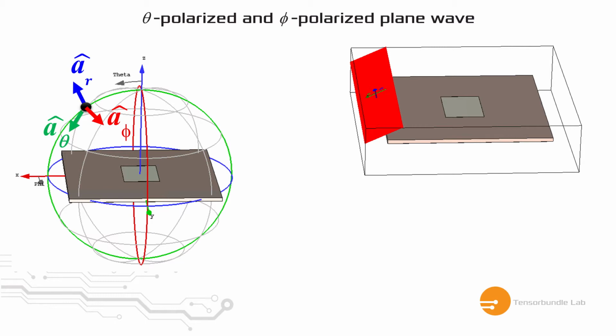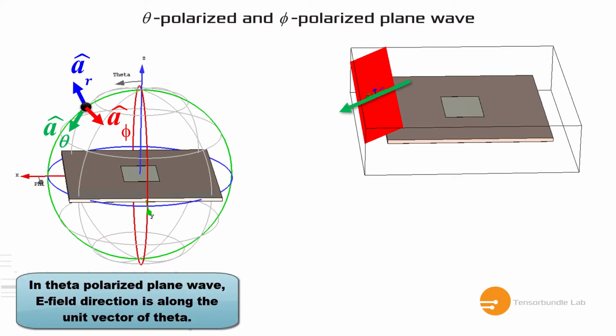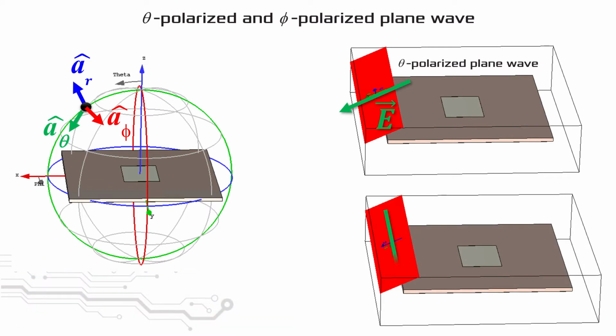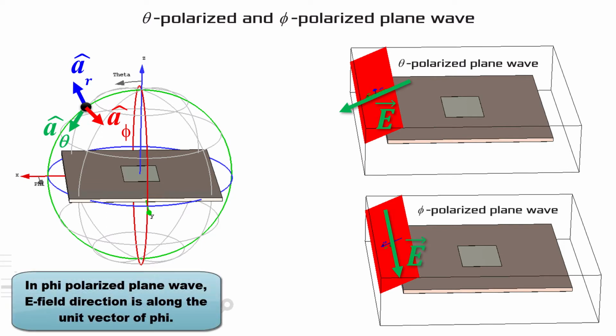So for this case, observe the electric field direction. If we assume the electric field is along this direction, then we can call it a theta-polarized plane wave, because the E field lies in the theta plane. So it's basically, we observe in which plane the field orientation lies. And in this case, the E field is along this direction, and it lies in the phi plane. So we call it a phi-polarized plane wave.